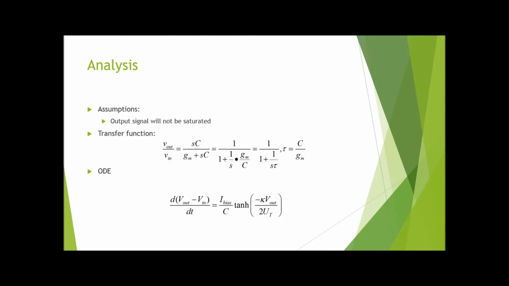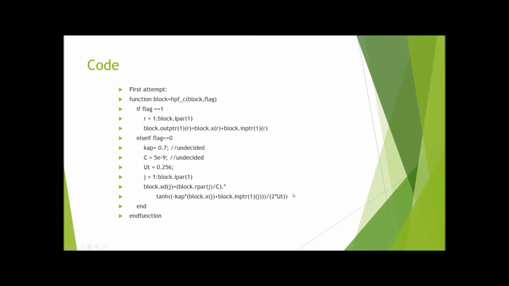For very big signals, the GM will definitely change, and we derive this ODE from the KCL equation of the input capacitor node, and we use this ODE to make our model, which is how we write the code. This is our basic ODE, and the state variable in this code will be Vout minus Vin. And then we will have our code.